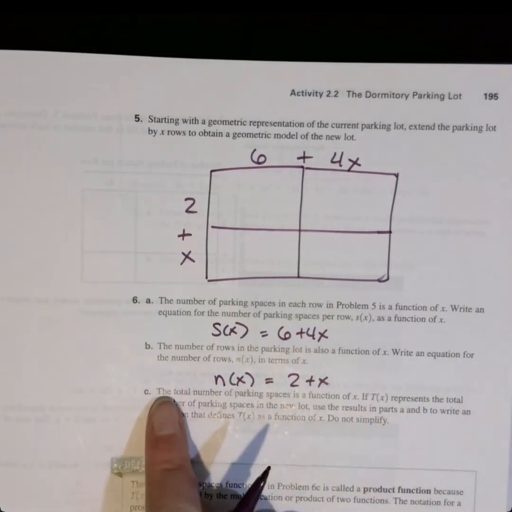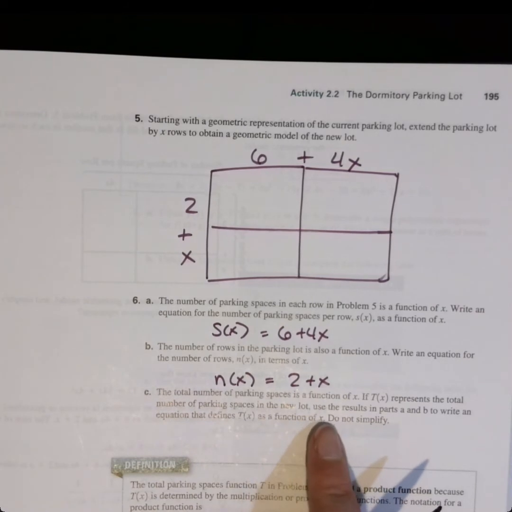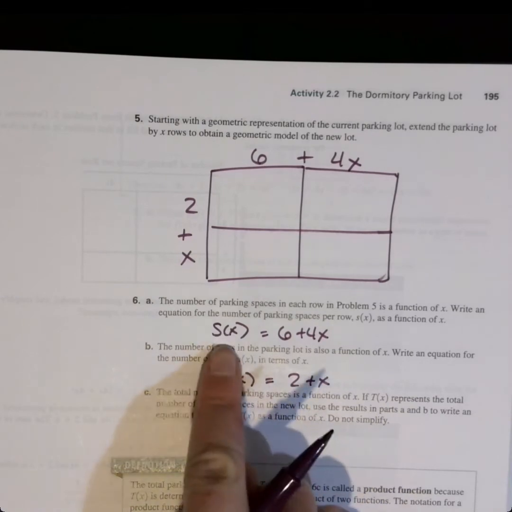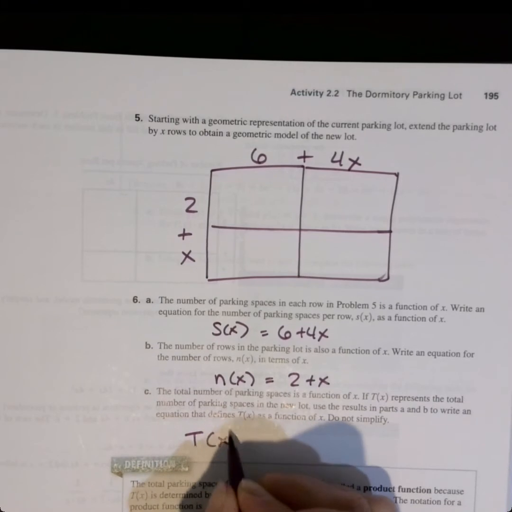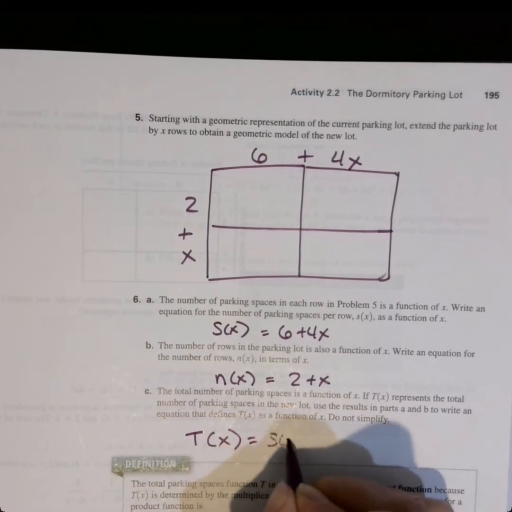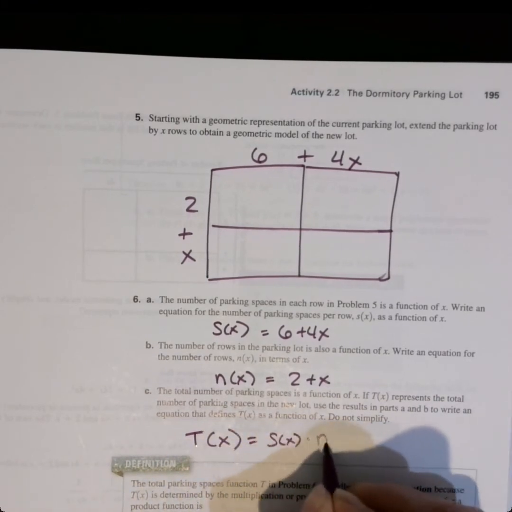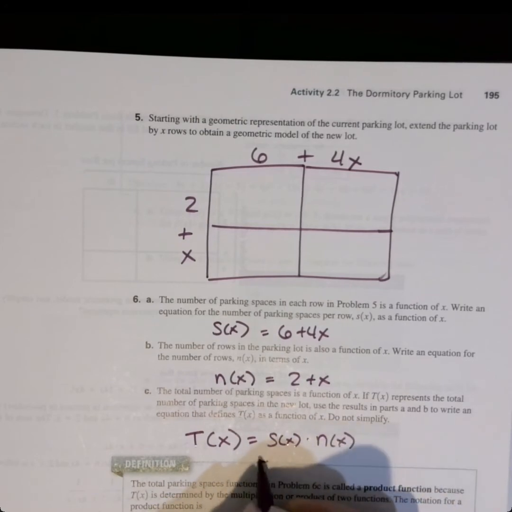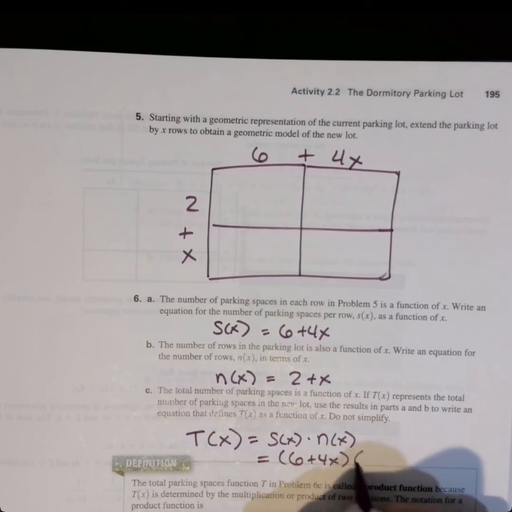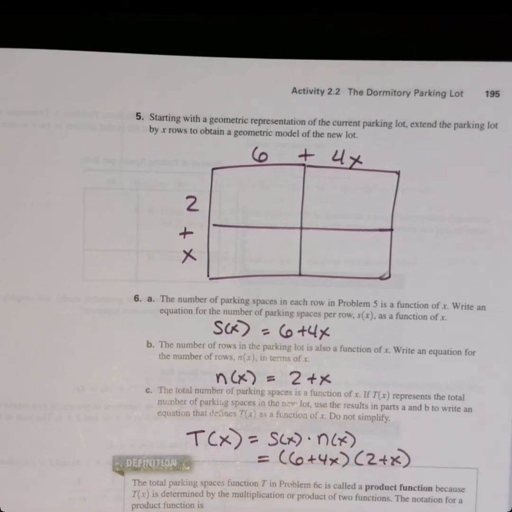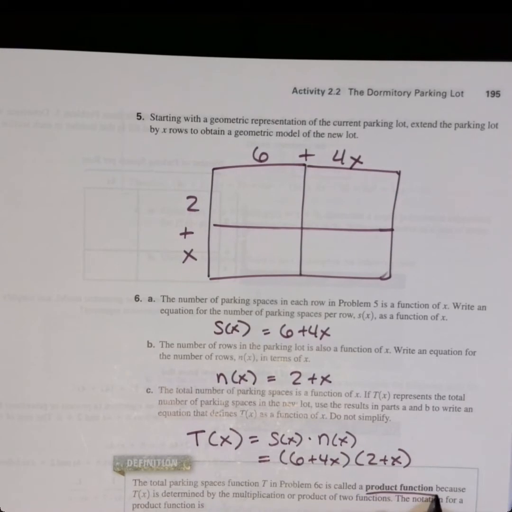And so the total number of parking spaces is going to be a product of the number of spaces and the number of rows. Don't simplify yet, we're going to get to the simplifying part in a little bit. So our t of x function is our s of x function times our n of x function, or it's going to be 6 plus 4x times 2 plus x. So we've created that product function where we're going to multiply those two functions together. We're going to simplify it soon, just not on this page. It happens to come on the next page.